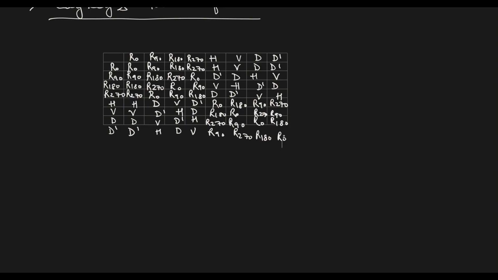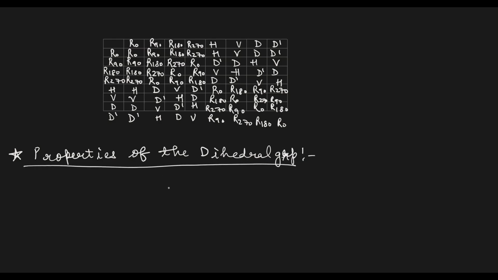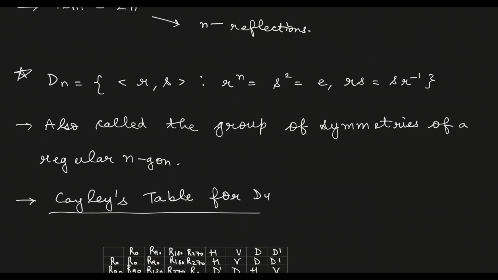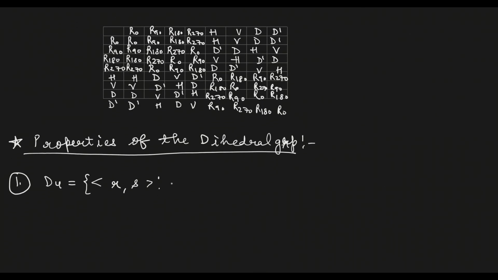Next, properties of the dihedral group are important. First, D4 is generated by R, S such that, D4, here also if DN is written, fine, so D4: R to the power 4 equals S square equals identity, RS equals SR inverse.